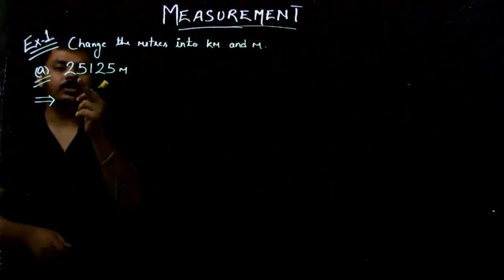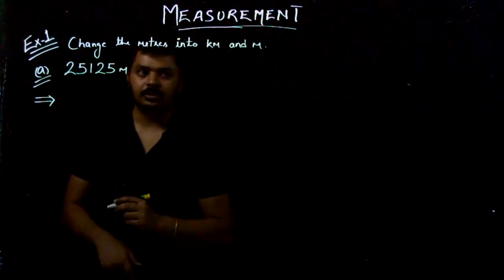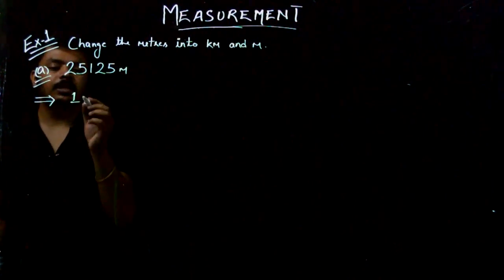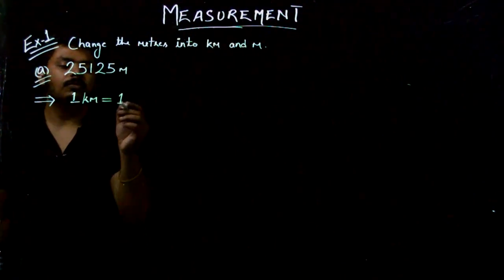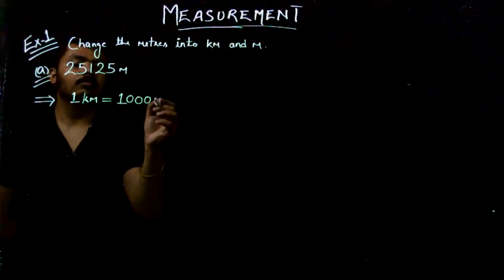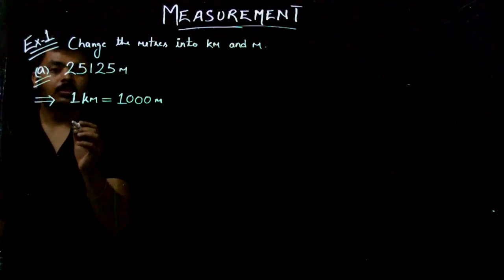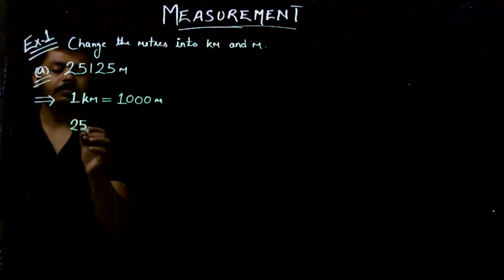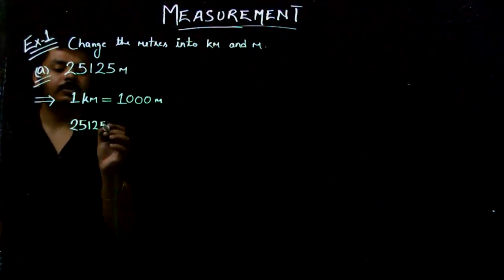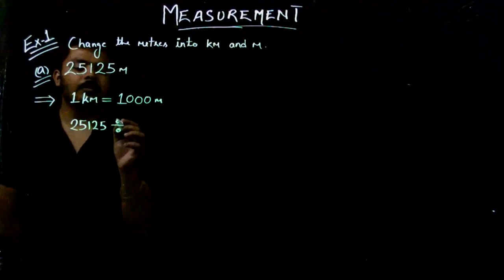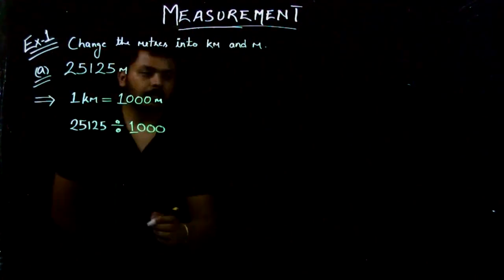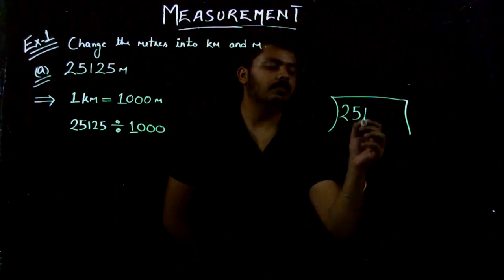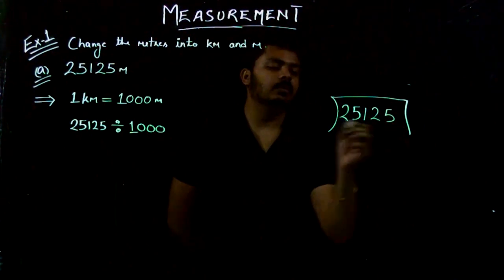So here our first value is 25,125 meters. To convert it into kilometer, we know that 1 kilometer is equal to 1000 meter. So to convert it into kilometer, we need to divide it by 1000. 25,125 divided by 1000. So let's do division here.